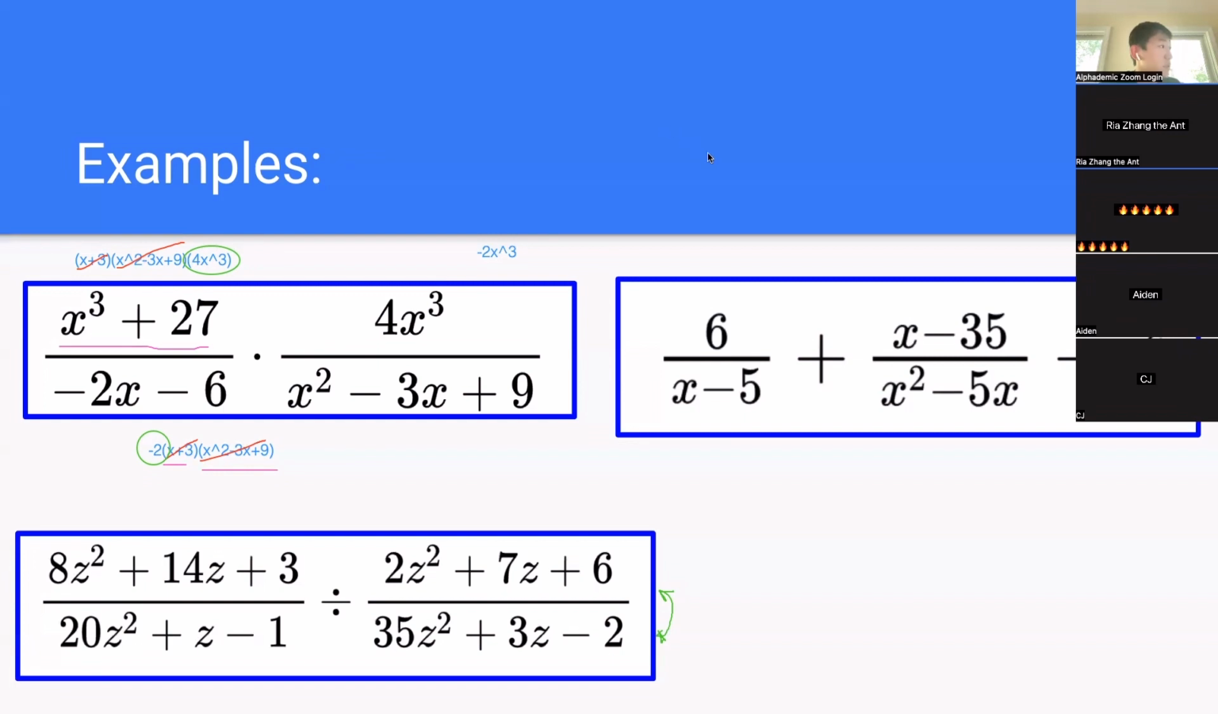Okay. So next, for this one, of course, you want to first flip the second fraction around, so you have the reciprocal, and then of course you would want to factor all of this. So on the top, you would get 8z squared plus 14z plus 3 simplifies to 4z plus 1 times 2z plus 3. The top, which would now be 35z squared plus 3z minus 2, you can factor into 7z plus 2 times 5z minus 1.